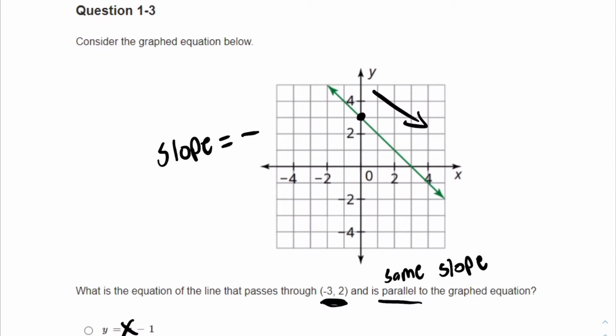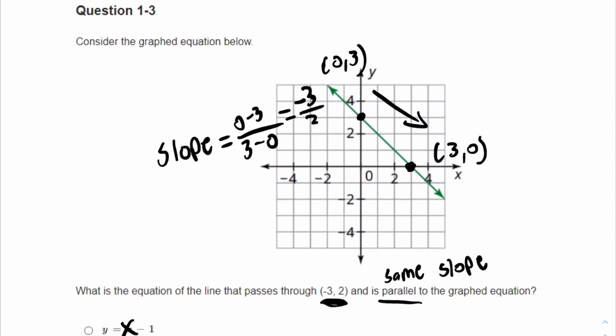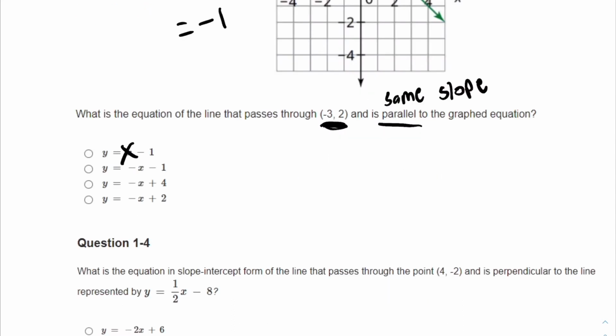Let me put 2 points. And now let's find the slope of this green line. Okay, one point is 3, 0. The other point that's up top is 0, 3. Zero minus 3 over 3 minus 0 is -3 over 3, which is -1. And all of the answer choices have a slope of -1, so that didn't change.